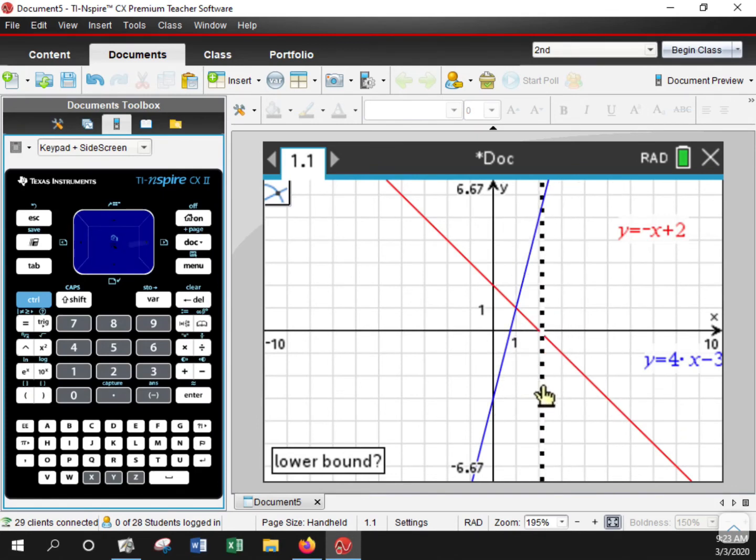Okay, but I've got to tell the calculator where I want it to look. This lower bound, see that word on the bottom left corner?